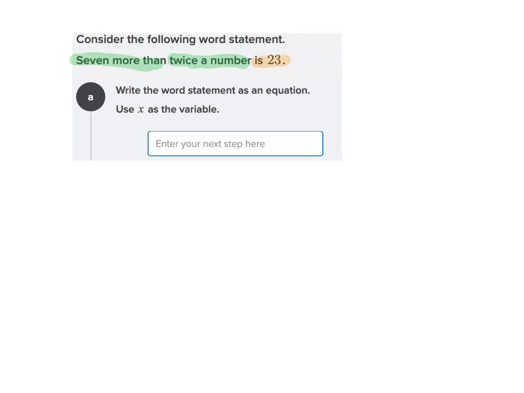Now, "is" always means equal, right? So that's where our equal sign is. So the biggest thing about this isn't so much you figuring out how to solve it, but how to set it up, how to make it look right. So we have equals 23. That's what the "is" means.